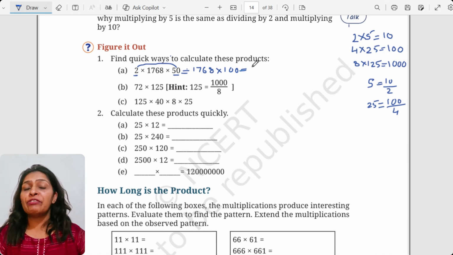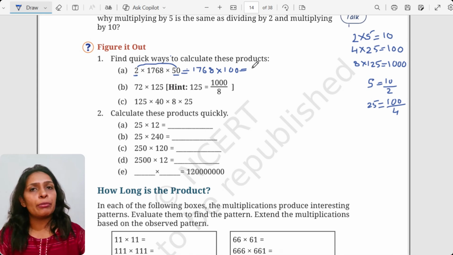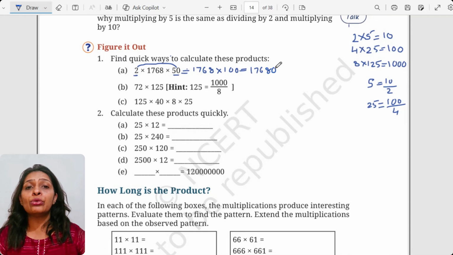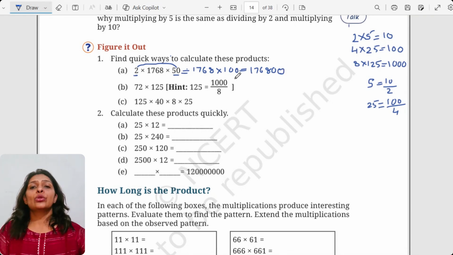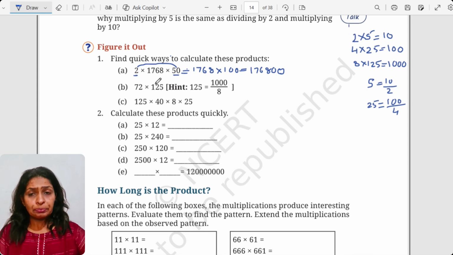We all know that when we multiply by 100, or in fact a multiple of ten, we simply put the number of zeros at the back. So the answer to this question would be 1768 and two zeros at the back. So this is how we have to get the answer, right? This is the answer for this particular question.